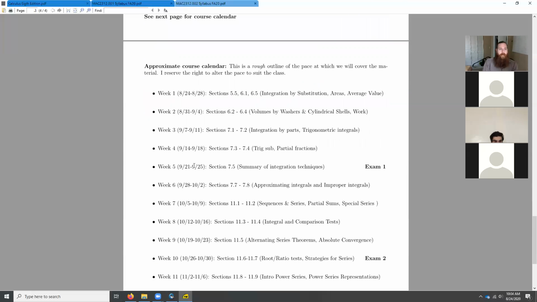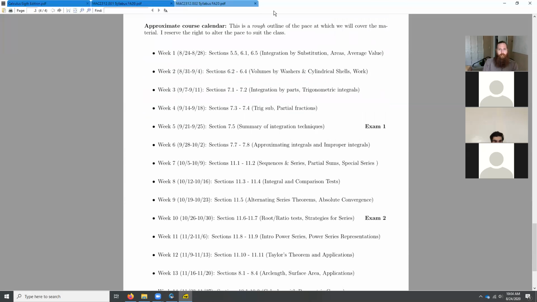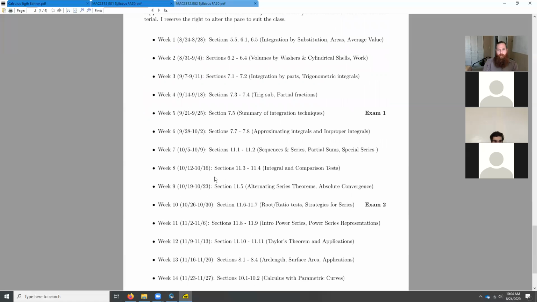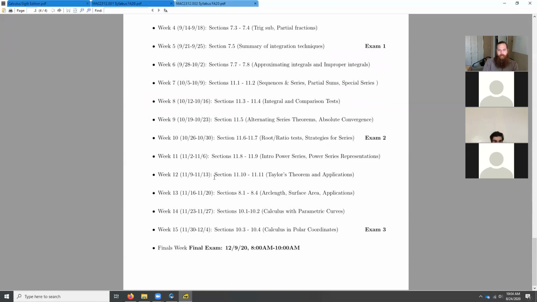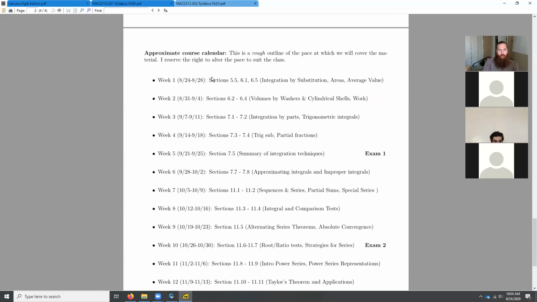And then we get to the calendar. So this is roughly the pace we're going to go through things. I may speed it up or slow it down a little bit at certain places, but this first week we're going to talk about 5.5, which is u-substitution, 6.1, which is areas between curves, and 6.5, which is average value.